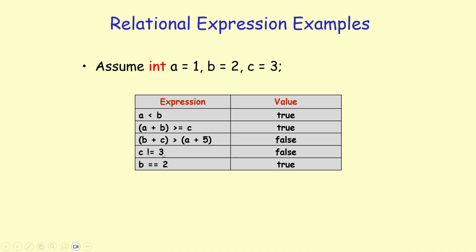What about the fourth one? c is not equal to 3. We know that the value of c is 3, so 3 is not equal to 3 is false. 3 is in fact equal to 3. The last one, b is equal to 2. Remember, the value of b is 2. Is 2 equal to 2? Yes, this evaluates to true.